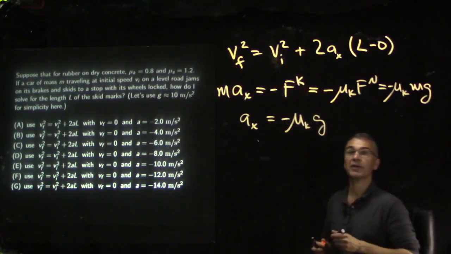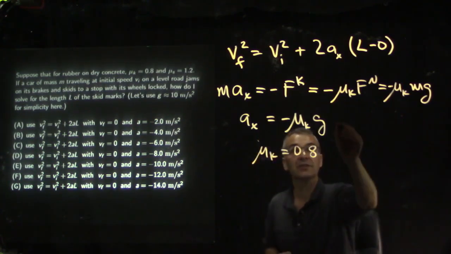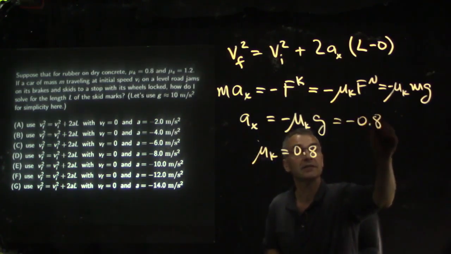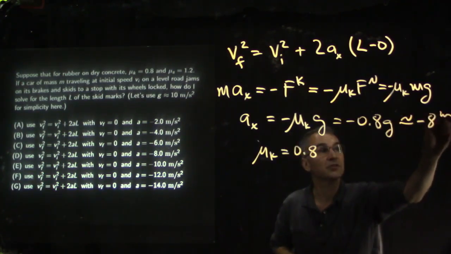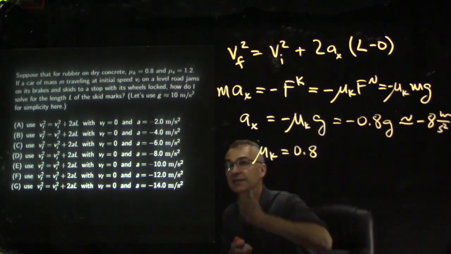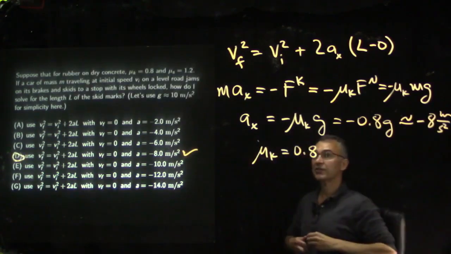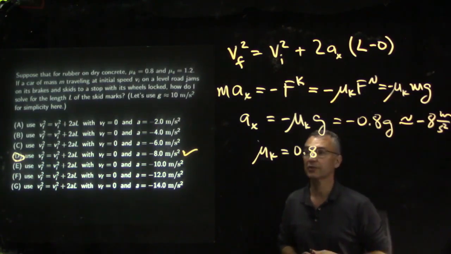So we actually don't need to know what the mass of the car is. We have mu kinetic is 0.8, so this is minus 0.8 times little g. That's pretty close to minus 8 meters per second squared. It'll be a little less if we use g as 9.8 instead of g as 10. So I think I like answer D, delta here. The acceleration is minus 8 meters per second squared, actually a tiny bit less if you use 9.8 instead of 10.0 for g.